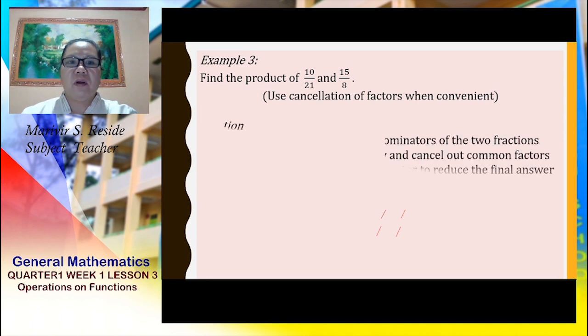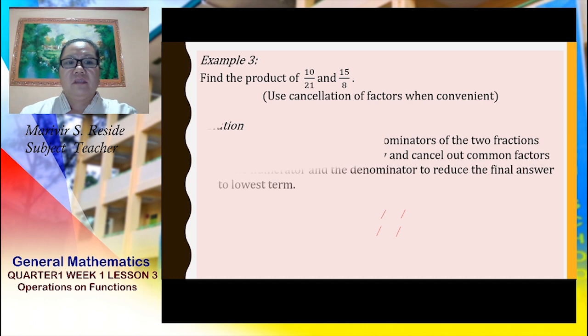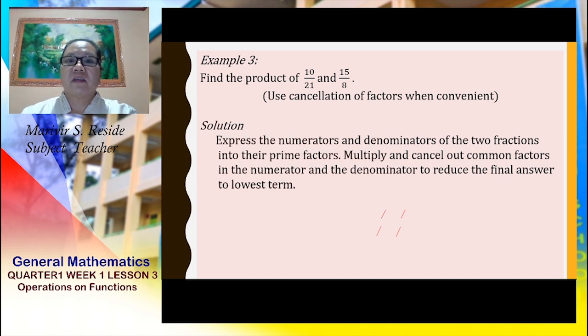Let's have the next example. How do you find the product of 10 over 21 and 15 over 8? Take note, you can use cancellation of factors when convenient or if necessary. So express the numerators and denominators of the two fractions into their prime factors. After that, you have to multiply and cancel out common factors in the numerator and the denominator to reduce the final answer to lowest term. Answer should always be expressed in lowest term.